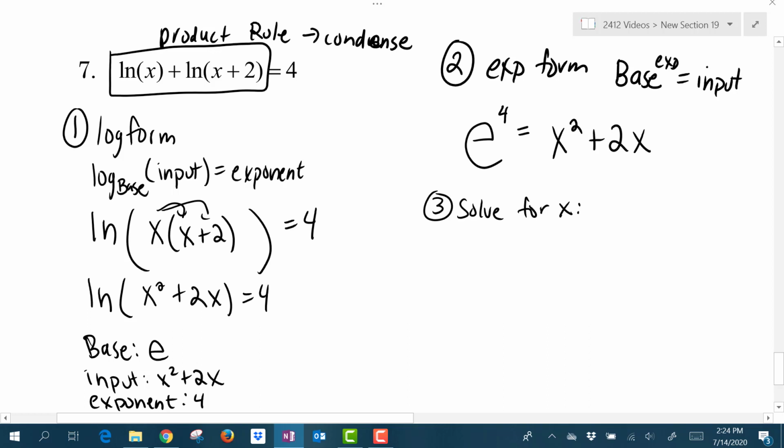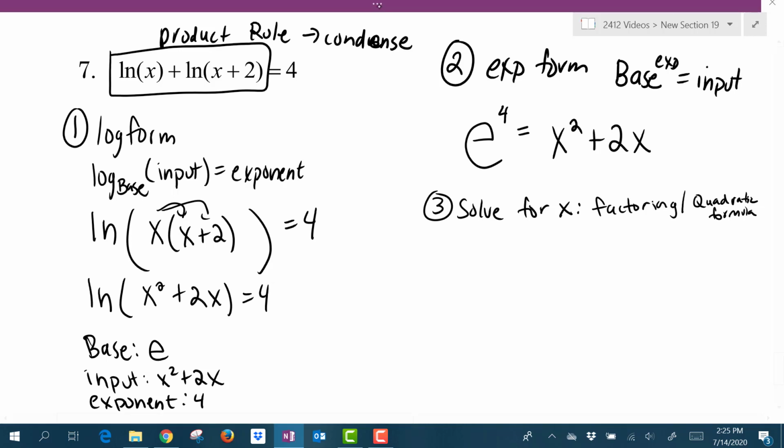Since we have x squared in the problem, we're solving a quadratic equation. We have a couple of different methods that we can use. One of them would be to try to factor it. If it doesn't factor, then we know that we can go to the quadratic formula. Both of those methods require that we get everything on one side and 0 on the other.